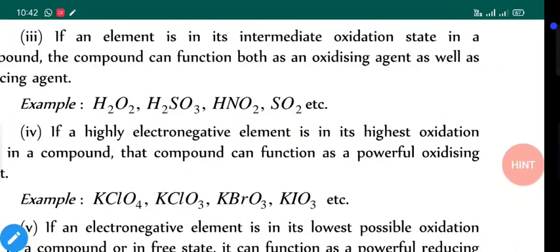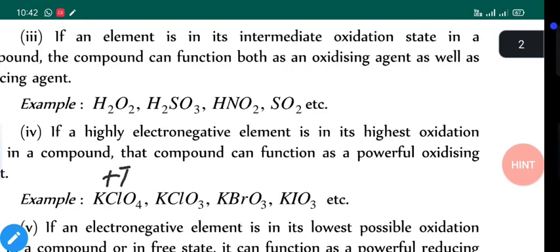Because as we can see here, examples have some electronegative elements, highly electronegative elements, that means halogens. And not all the halogens are in their highest oxidation state, but they have some of the highest oxidation states. For chlorine, it is in +7 oxidation state.